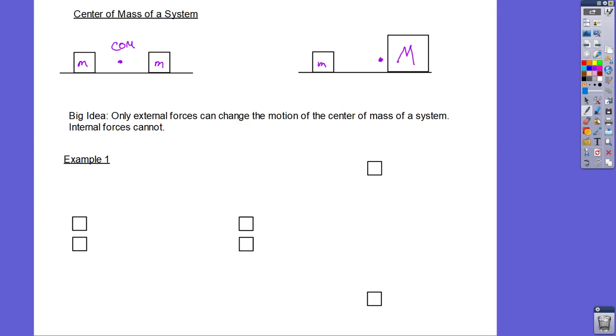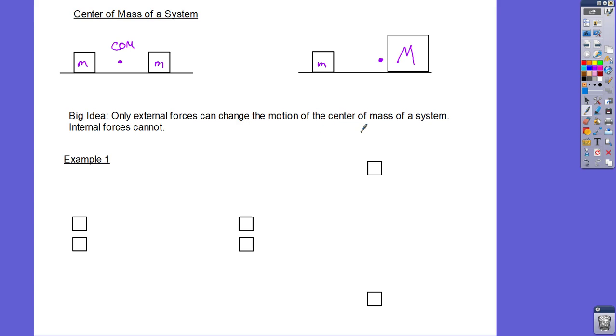Okay, and there are certain times where the idea of center of mass is really useful in helping you solve a problem and explain what's going on. Okay, and the big idea with center of mass is that only external forces can change the motion of the center of mass of a system.